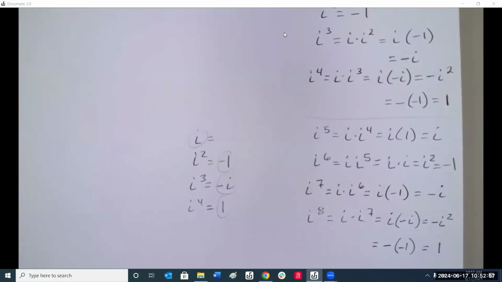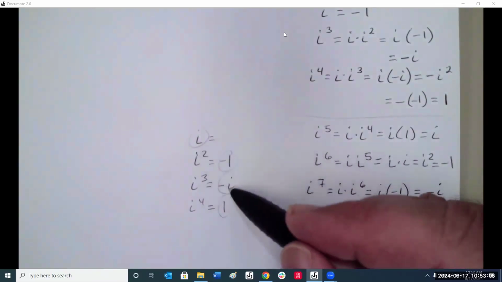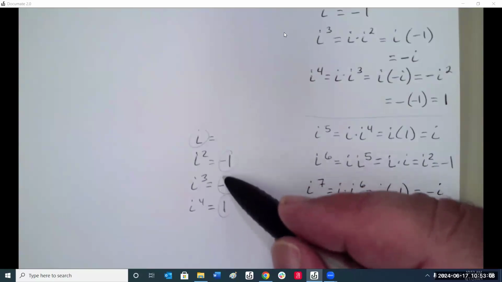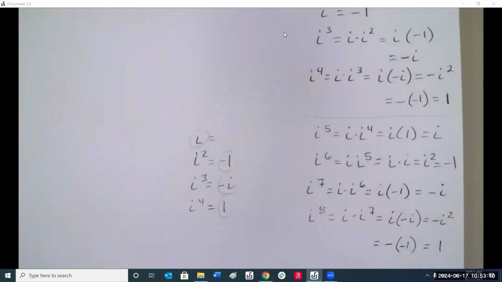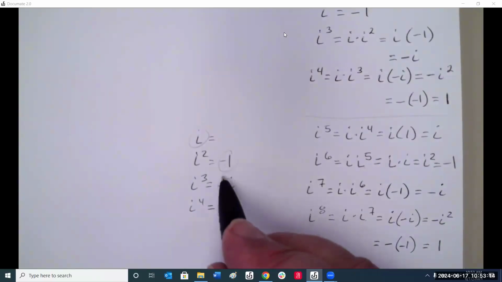Easiest way to remember this is think about if you won a race, what would you yell? I won, I won. I won, I won. The middle two are negative. So if you won something, you said, I won, I won. And the middle two are negative.